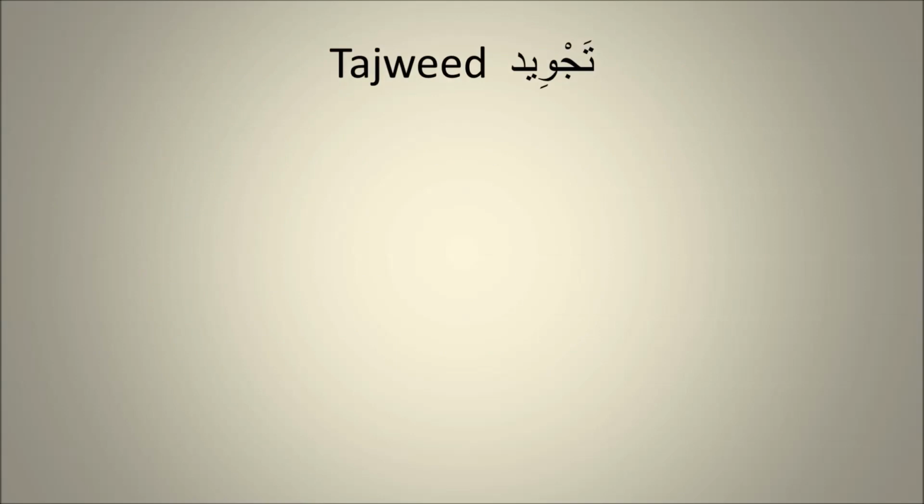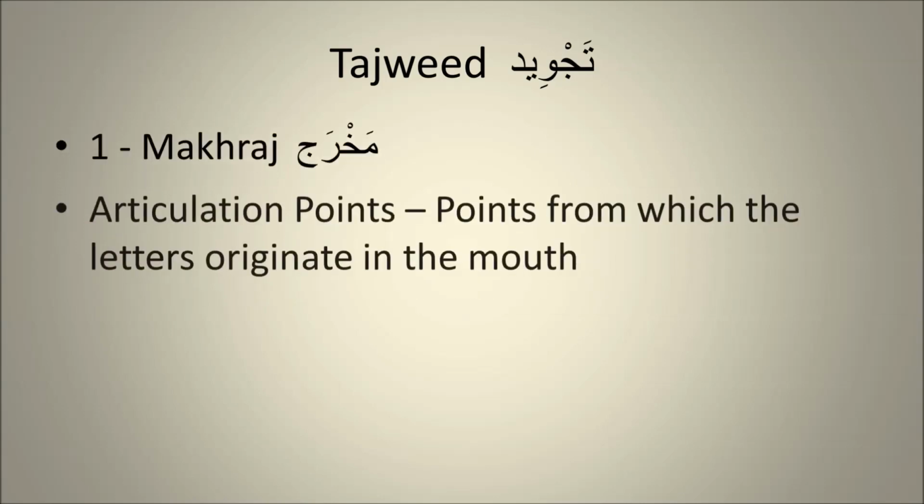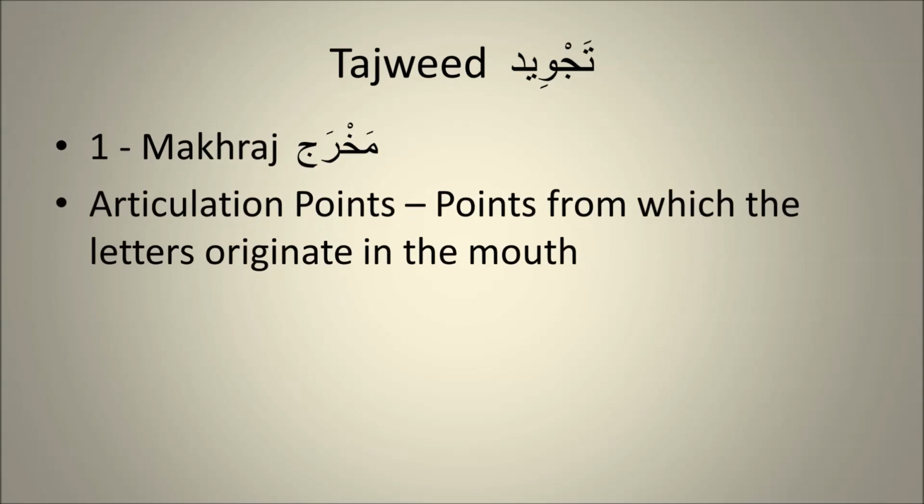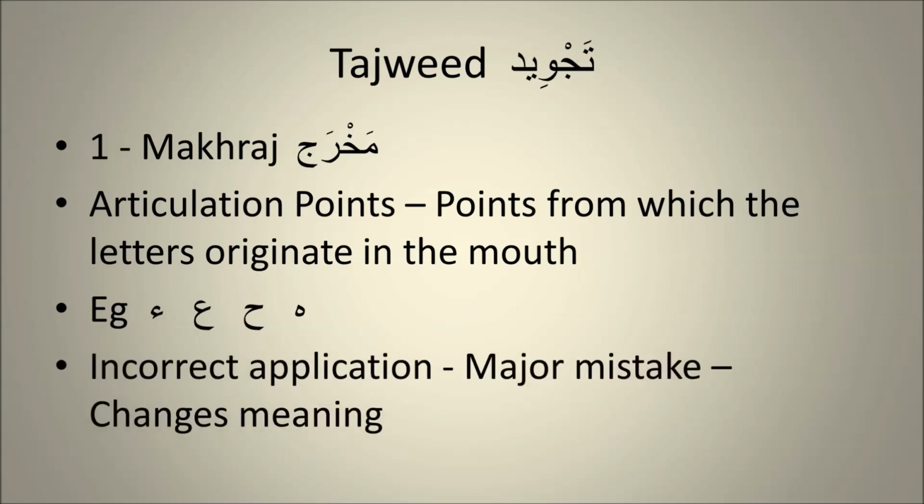So this was an introduction to Tajweed, and when I say Tajweed, I actually think of 3 things. The first thing is makhraj, which means the articulation points, the points from which the letters originate in the mouth. In this example, we covered the letters Hamza, Ain, Ha and Ha. And we mentioned the importance of sticking to the correct articulation point, because incorrect application of each will lead to a major mistake, as that will change the meaning.